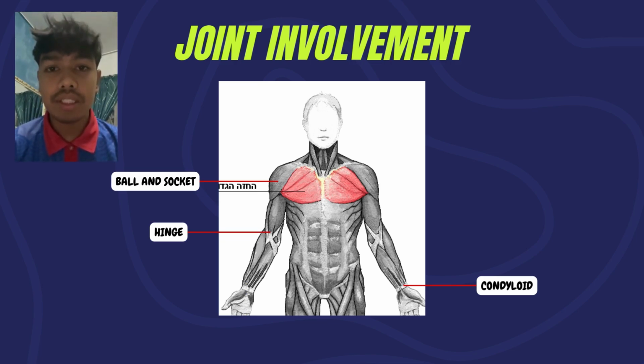In rugby passing skills, we have 3 joints that are involved to do these skills. First one is ball and socket, which is located at our shoulder. The second one is hinge joint, located at our middle arm. And the third one is condyloid joint, which is located at our wrist.